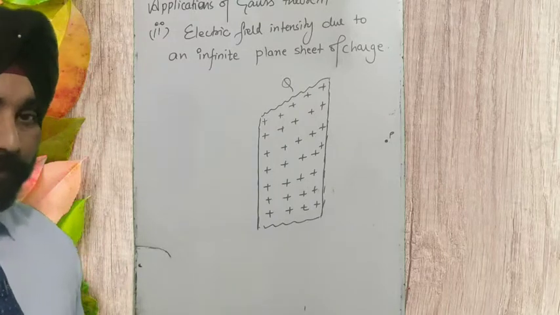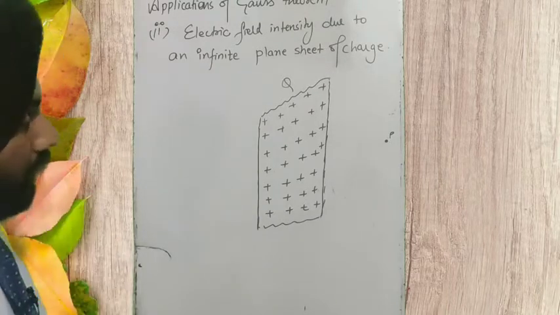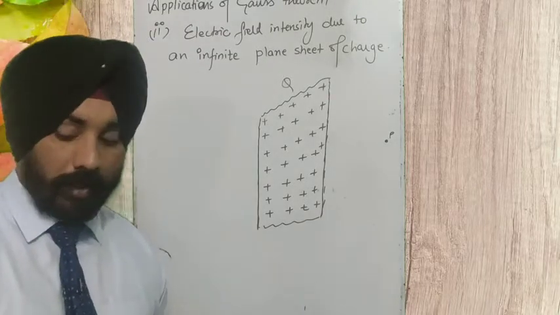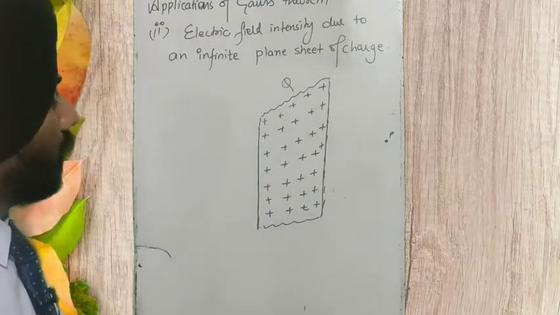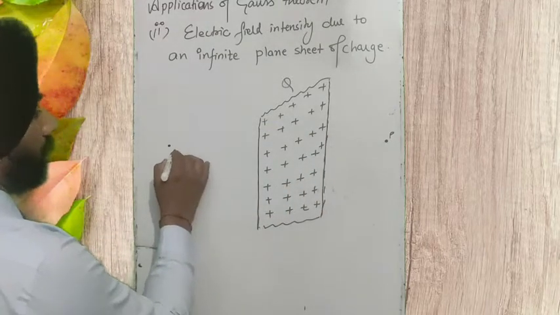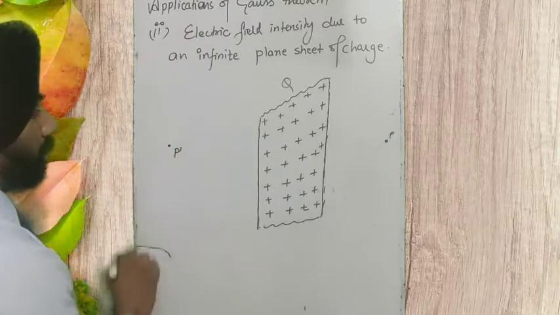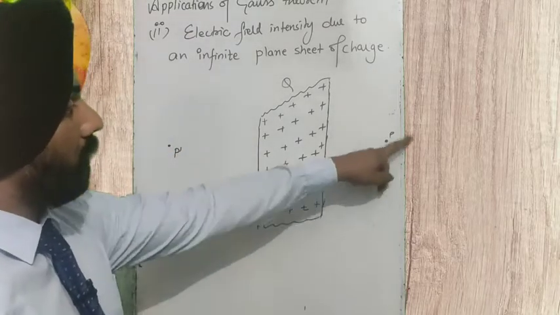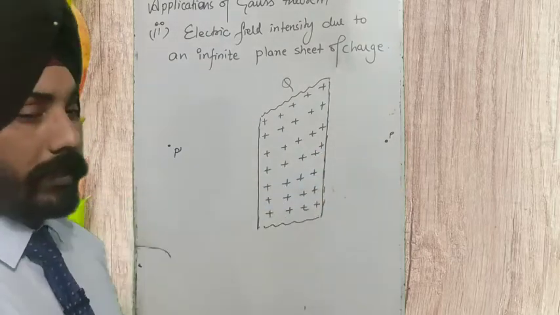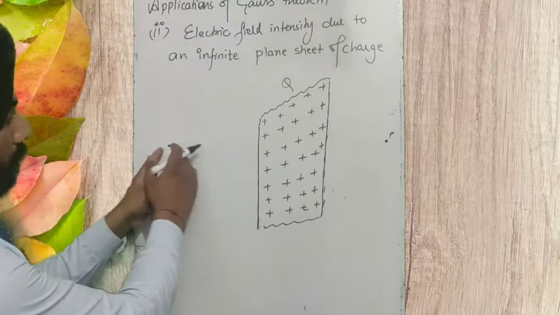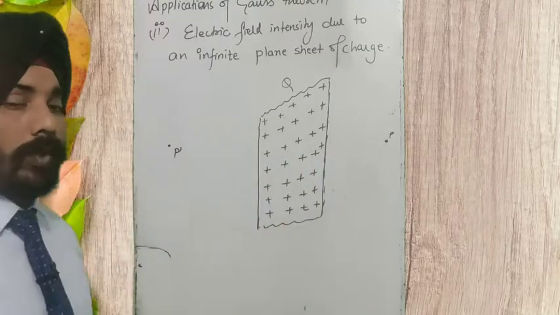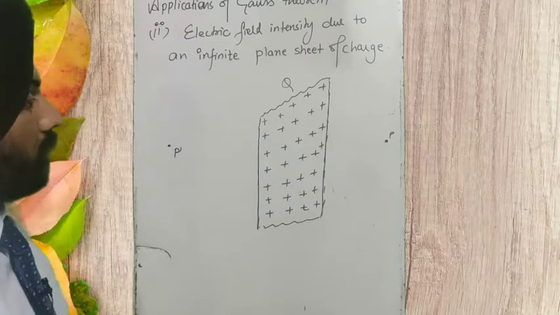Now we have to think what kind of Gaussian surface we must take. That's the question we have now. I'll take one more point, point P dash, which is at an equal distance from the sheet as the point P. Suppose point P is at r distance from the sheet, then point P dash will also be at r distance from the sheet, and both points are at 2r distance apart from each other.